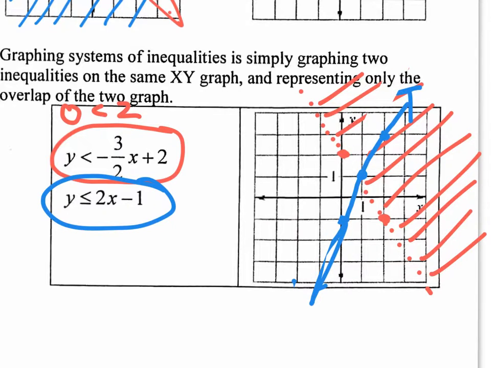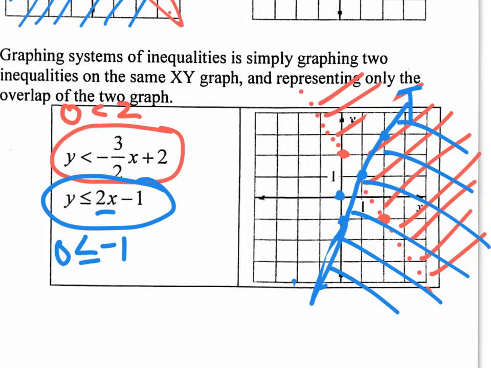So anyways, we still need to shade either the left side of this blue line or the right side of this blue line. So let's test the point 0, 0 and see if it works. 0 for y, less than or equal to 2 times 0 is 0, so I'm just going to put the -1 right there. Is 0 less than or equal to -1? No, false. 0 is greater than any negative number. So this point right here does not work, which means I'm shading in the other side. So I want to shade in the other side.